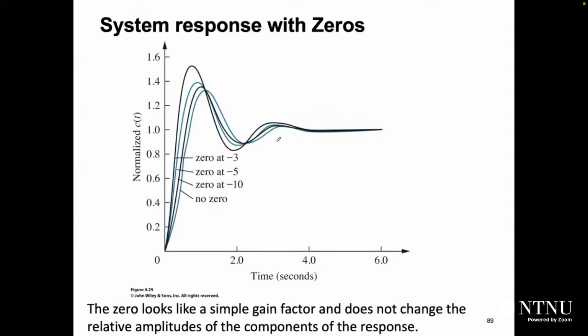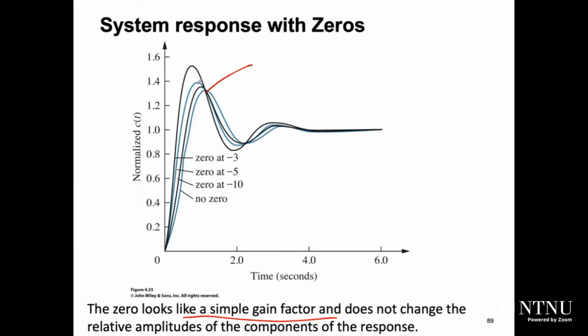Now we will look into the system response with zeros. This is a system response with no zeros. I mean, zeros will impact only maybe the gain. A zero looks like a simple gain factor and it does not change the relative amplitude of the components of the response. So this is a system with no zero.